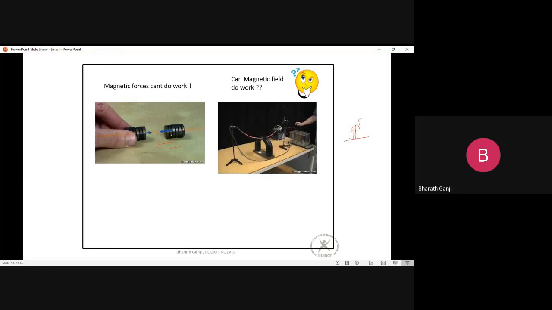Look at these examples: when the magnet is attracted, the direction of the magnetic force and the direction of the motion are in the same direction, so work is done.